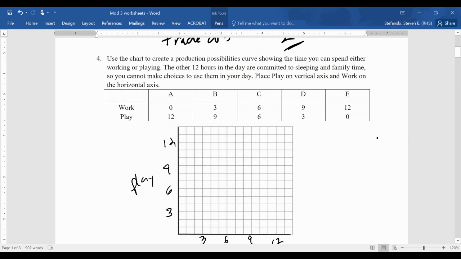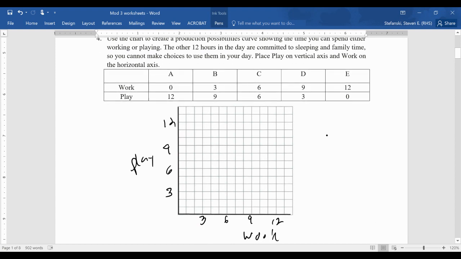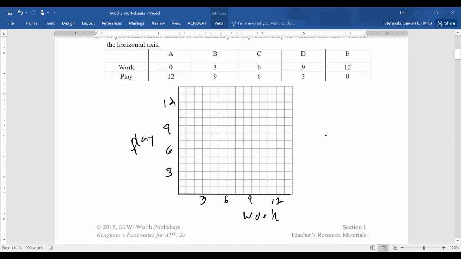use a chart to create a production possibility curve showing the time you can spend either working or playing. The other 12 hours of the day are committed to sleep and family time. You cannot make choices to use them in your day. Place play on the vertical axis and work on the horizontal axis. So that's what I did. Play is on the vertical, and I have the time frame here.